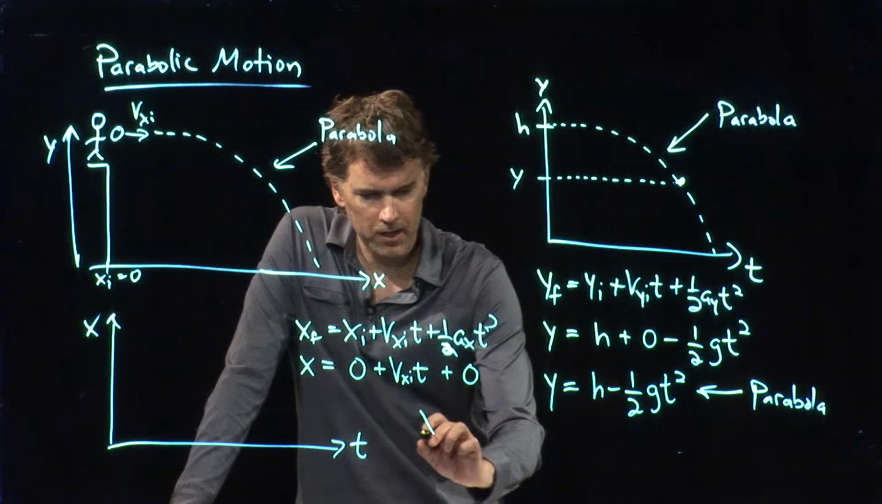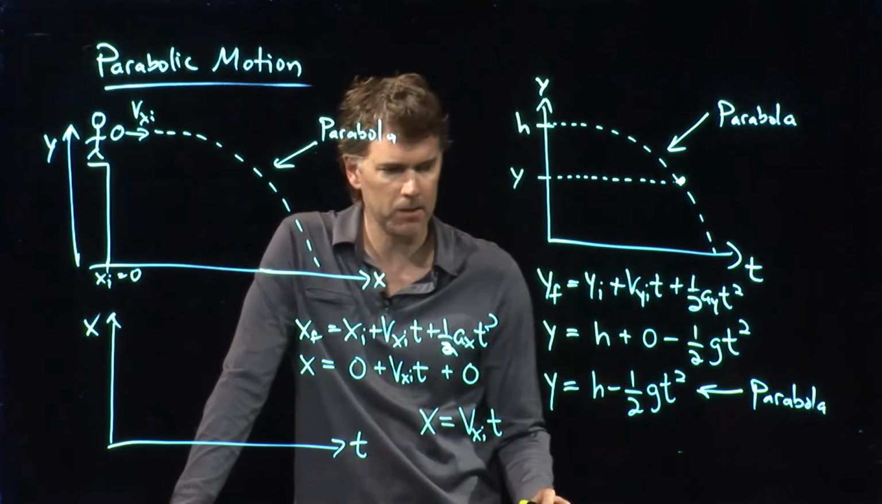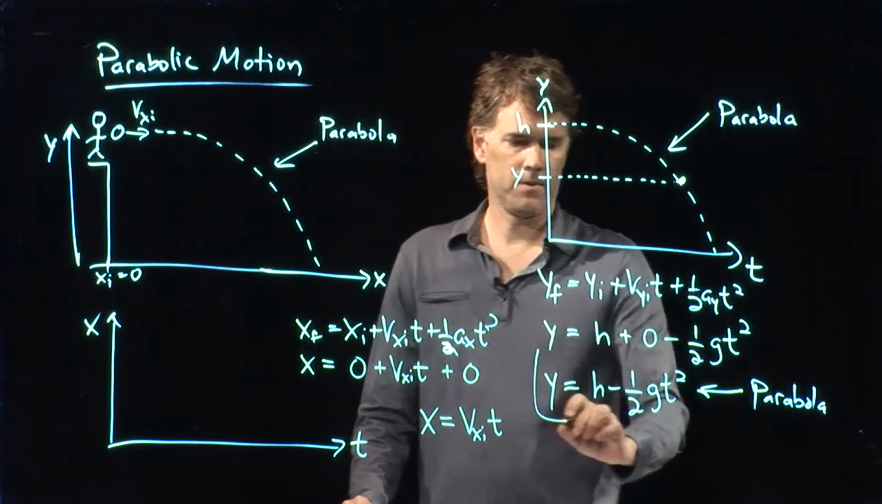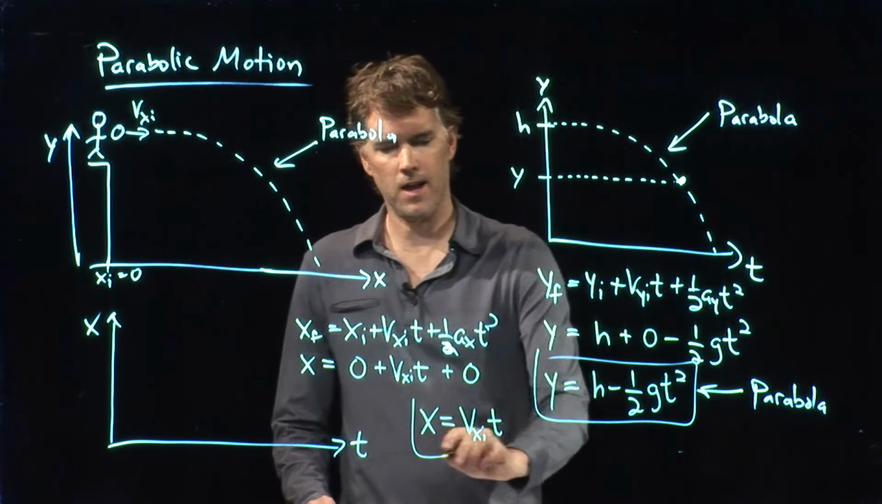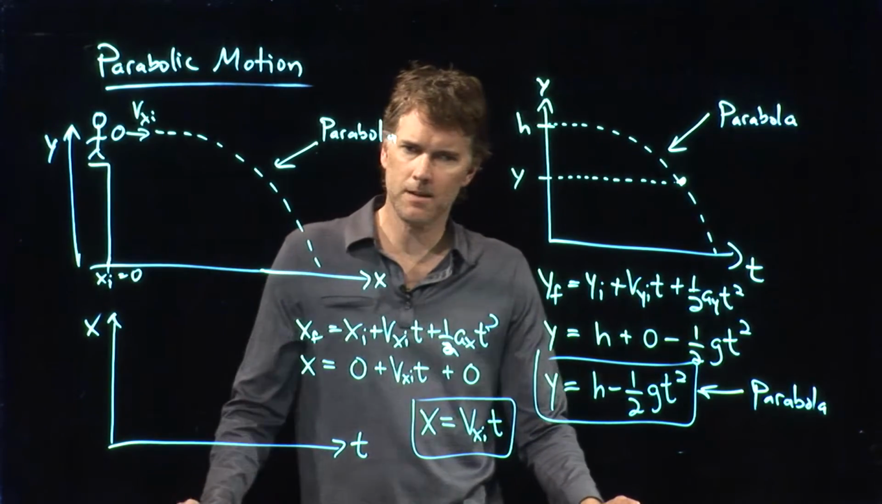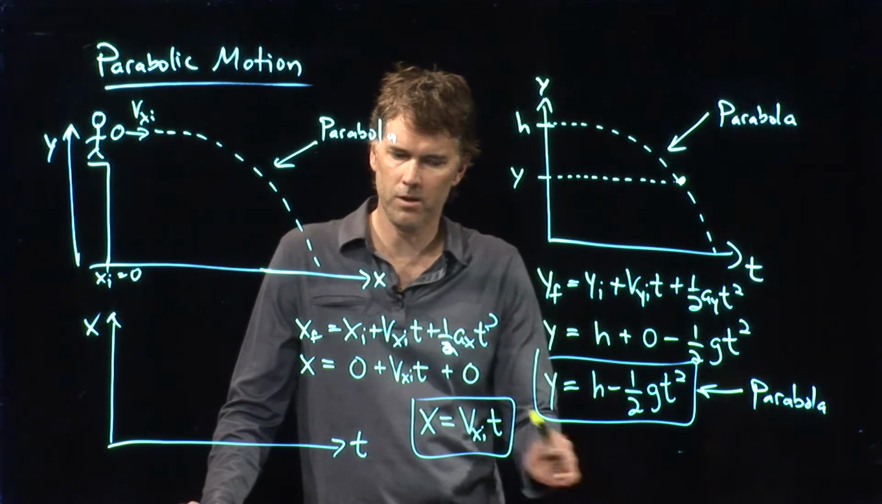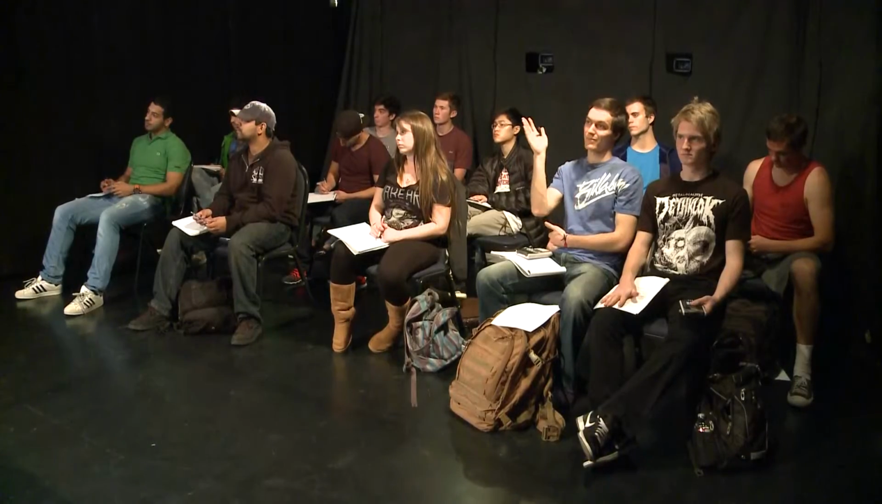And now look what we get. We get an equation x equals vxi times t. I have my equation for y right there, and I have my equation for x right there. If I map x as a function of time, what does it look like? What is this function? A line. Yeah, it's a line. And in fact, the intercept is 0, and it's a line that looks like that. That's x as a function of time. What's the slope of the line? vxi.